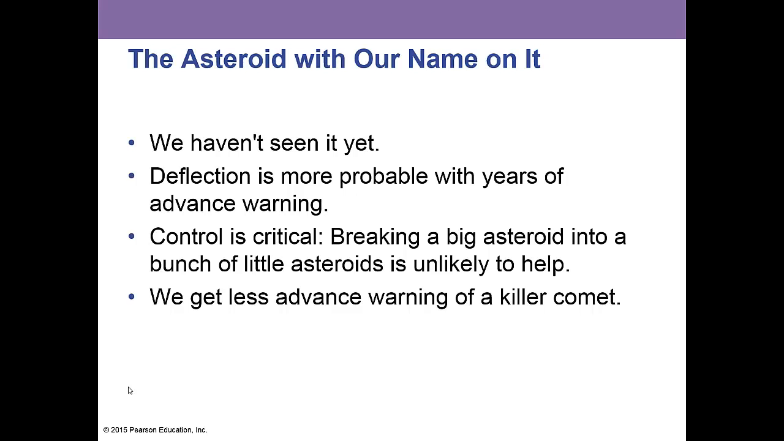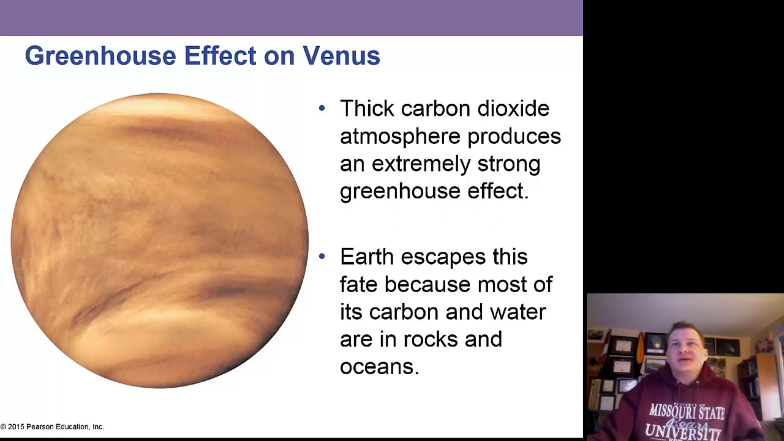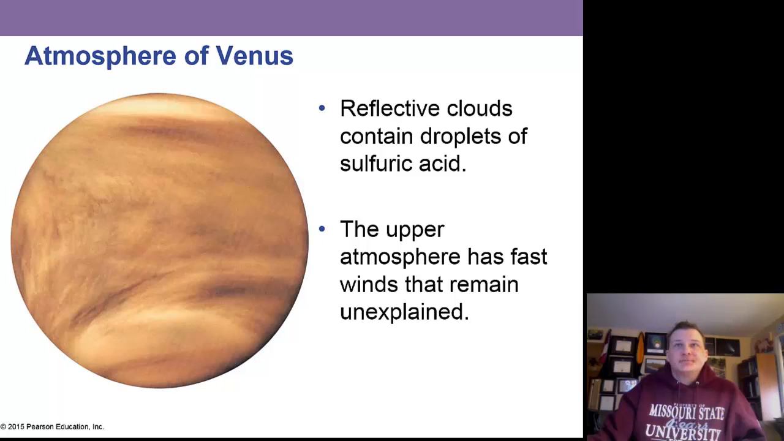So why is Venus so hot? The greenhouse effect keeps its surface at 470 degrees Celsius, about 900 degrees Fahrenheit. Why is the greenhouse effect on Venus so much stronger than on Earth? It's because the atmosphere is 90 times as thick as that of the Earth and is very rich in carbon dioxide, which, remember, is a greenhouse gas. The thick carbon dioxide atmosphere produces an extremely strong greenhouse effect, and the Earth escapes this fate because most of its carbon and water are in the rocks and the oceans. The reflective clouds contain droplets of sulfuric acid, acid rain. The upper atmosphere has fast winds that remain unexplained.